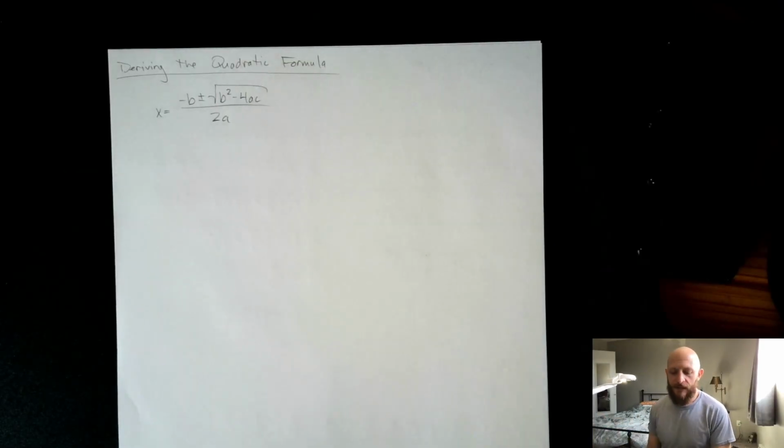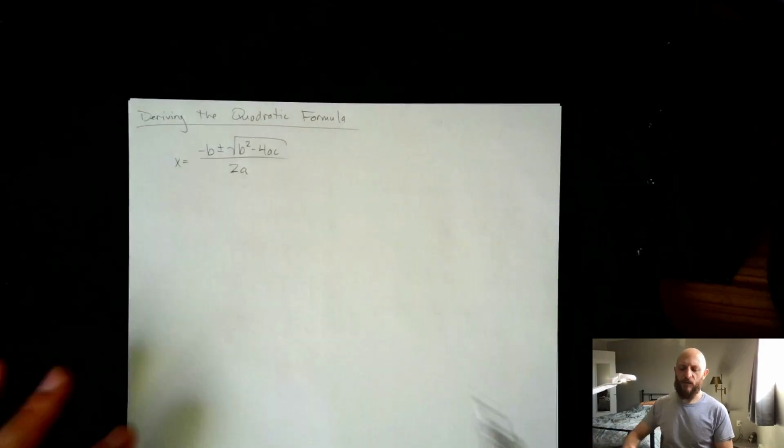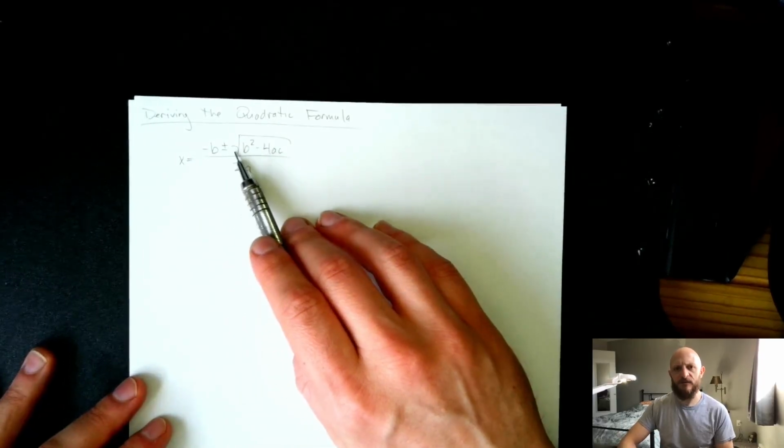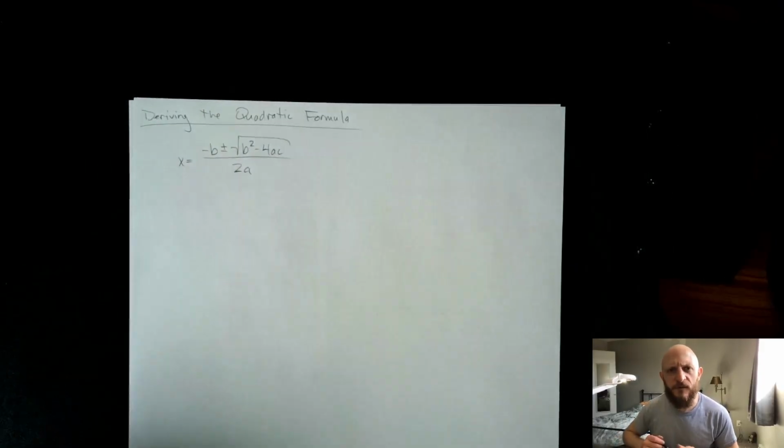All right, hey everybody. This is going to be a quick video on deriving the quadratic formula. So here it is. Here's the quadratic formula, by the way. x equals negative b plus or minus the square root of b squared minus 4ac all over 2a.